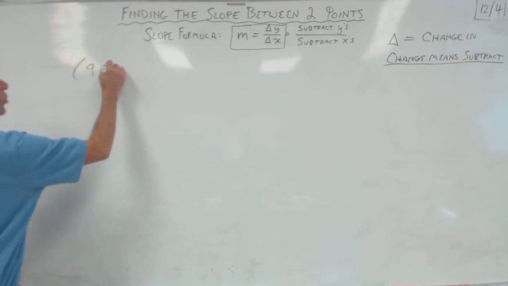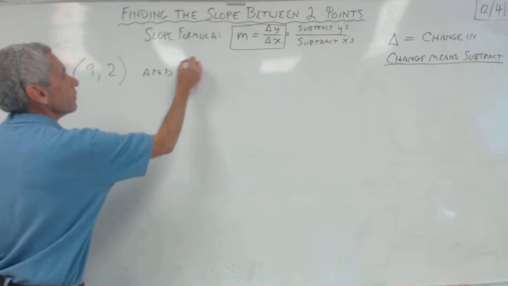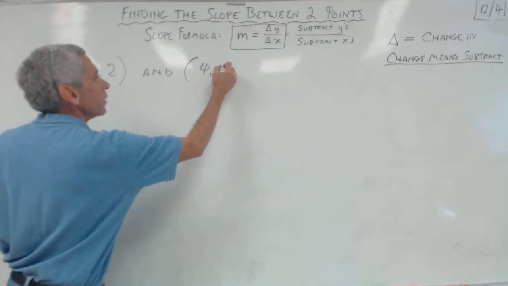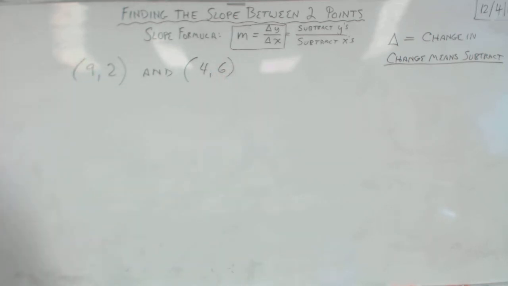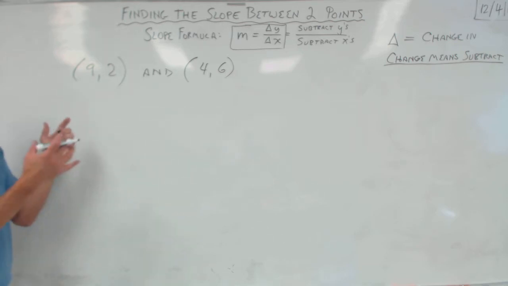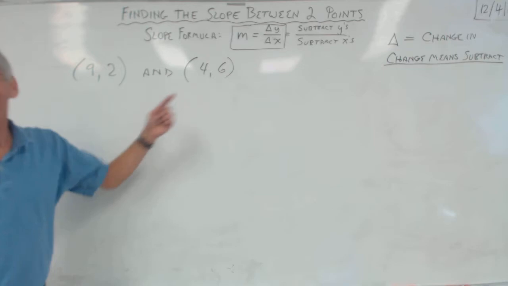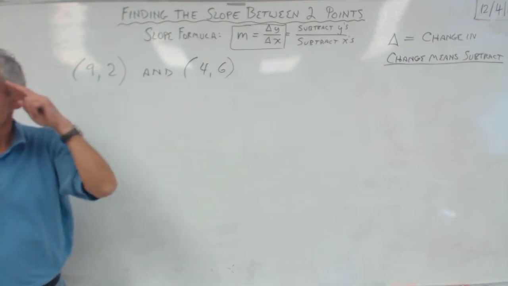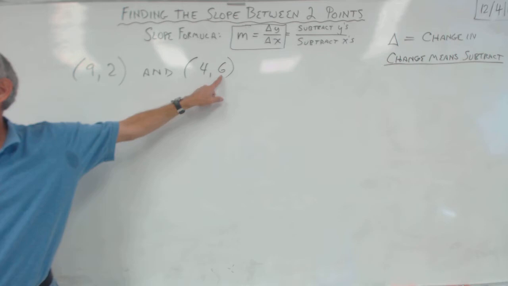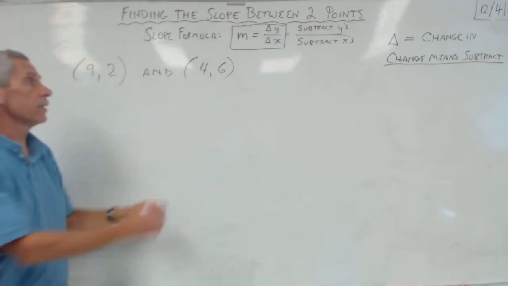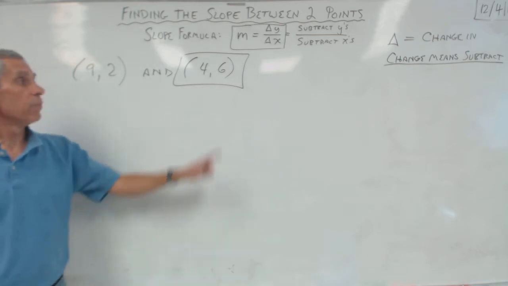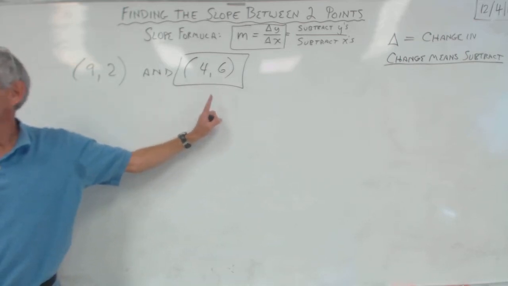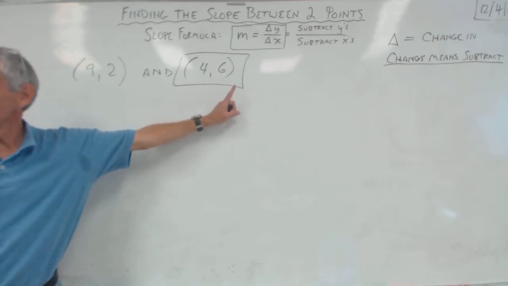So what if I gave you 9, comma, 2 and 4, comma, 6? It really doesn't matter which one I start with. I learned this a long time ago: I just take the bigger y. That's a 6, so I put my box around the bigger y. It makes no difference, but I'm more likely to work with positives if I choose the bigger number. Does that make sense?